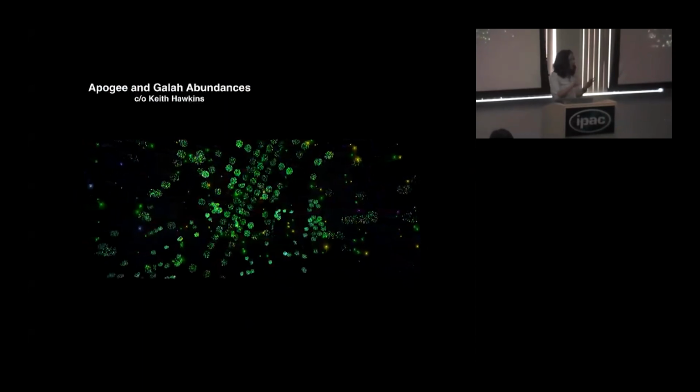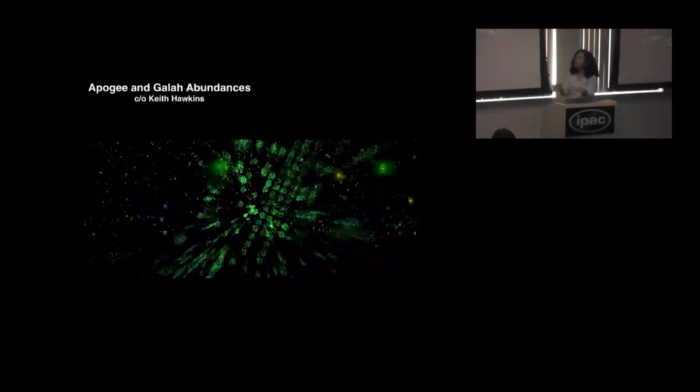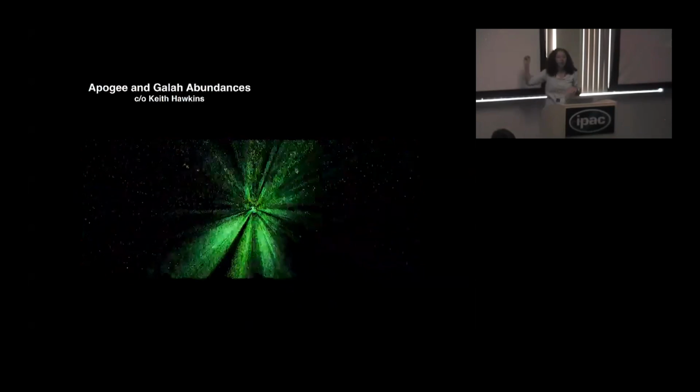I love this one, and this made a bunch of astronomers lose their minds. This is a view from Earth of APOGEE and GALAH data. It's high-resolution spectroscopy. The stars are color-coded by metallicity. So this is actually a flight through the chemical abundance of hundreds of thousands of stars at their appropriate distances.